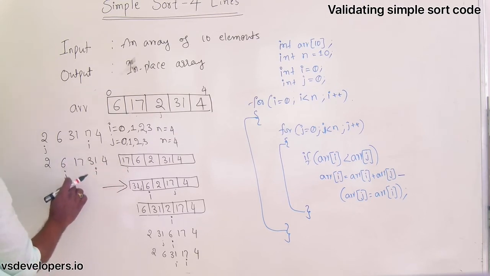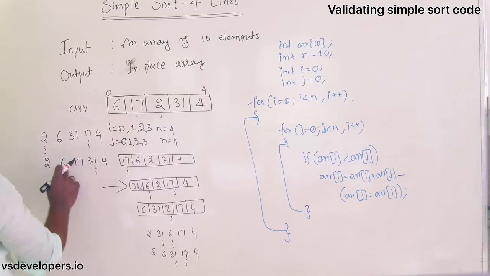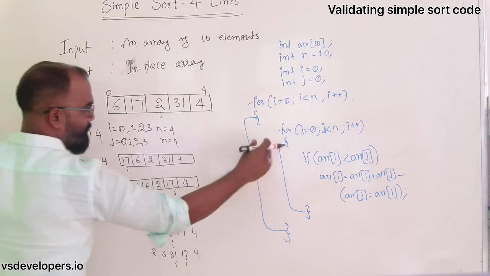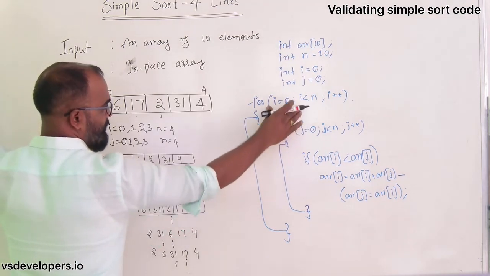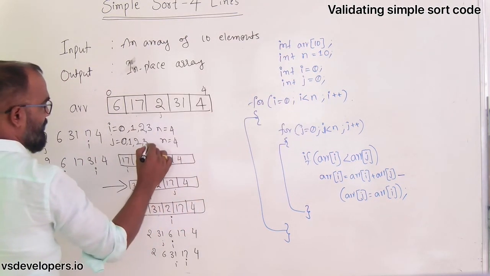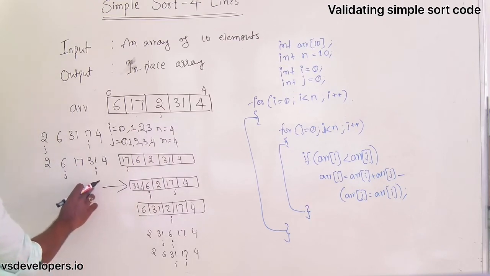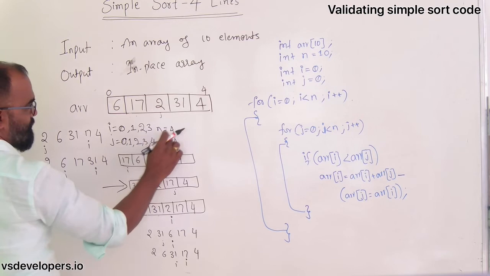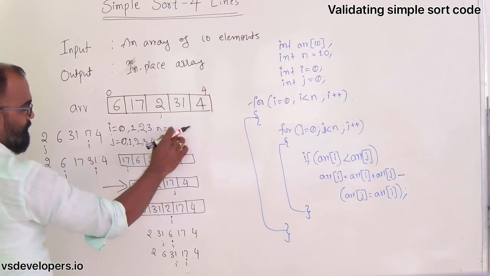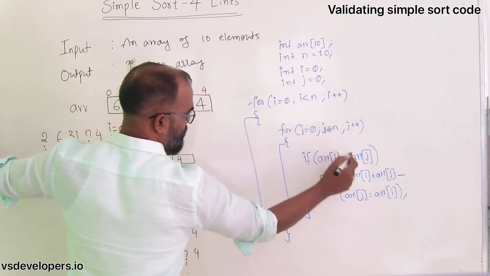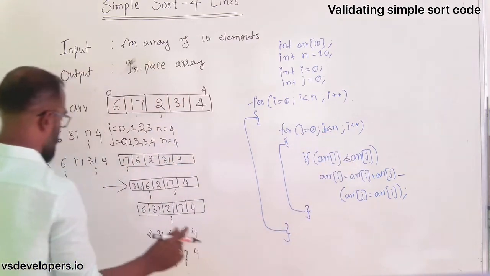So array of I, 31 less than 6, no. 31 less than 17, no. 31 less than 4, no. So now exit from this for loop and come back to here, increment I to 4. So I is 4. When I is 4, our n we calculated as 4, so our condition should be less than or equal to.